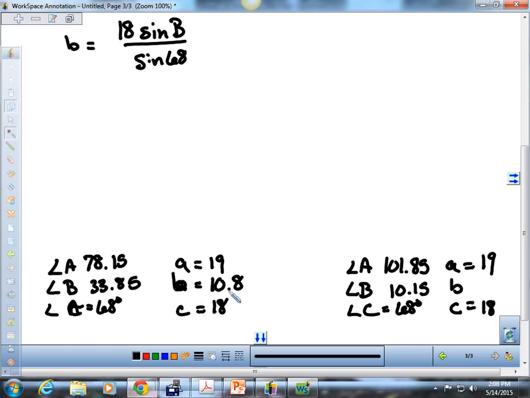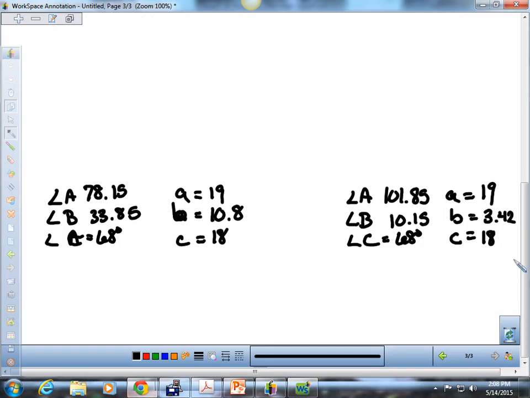Okay, and now change it to 10.15. Change your 33.85 to 10.15. 3.42. Okay, take a look at these. We've got to check for reasonableness. Is the largest, and let's look over here first. Largest side opposite largest angle? Smallest side opposite smallest angle? Yes. Do any two sides add to be greater than the third? Yes. Triangle inequality holds, so on and so forth.